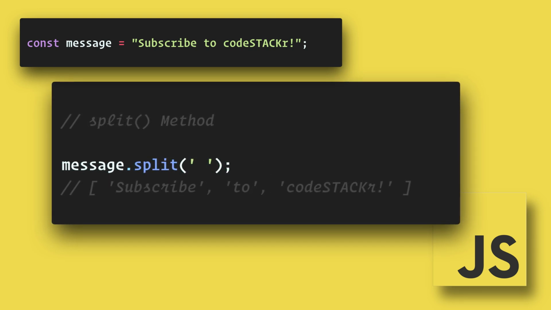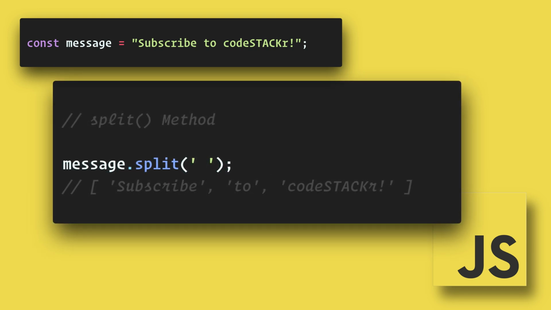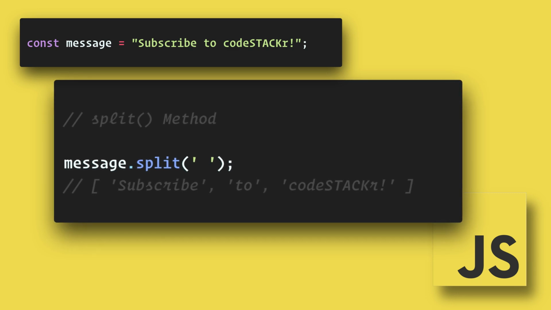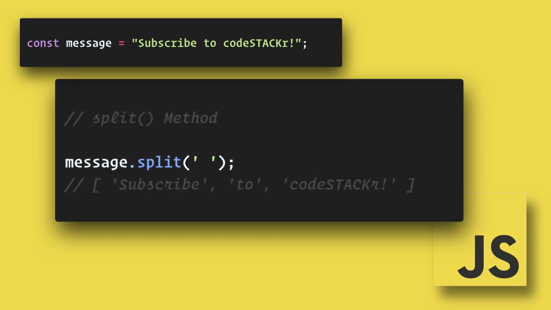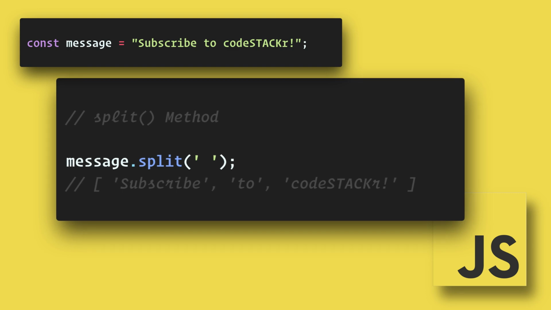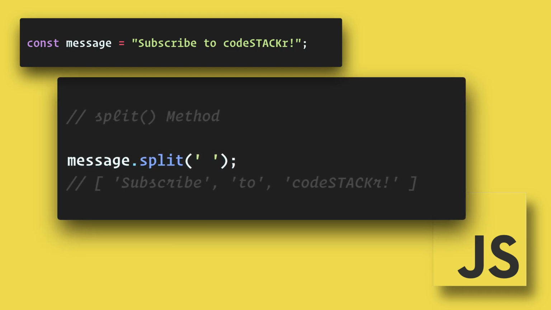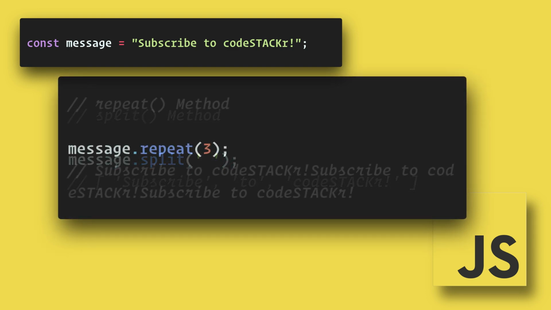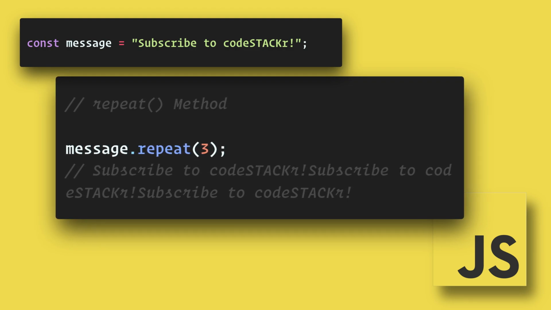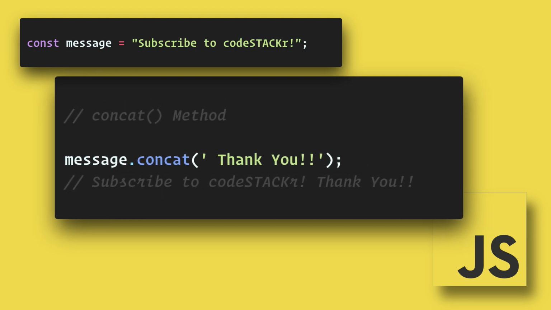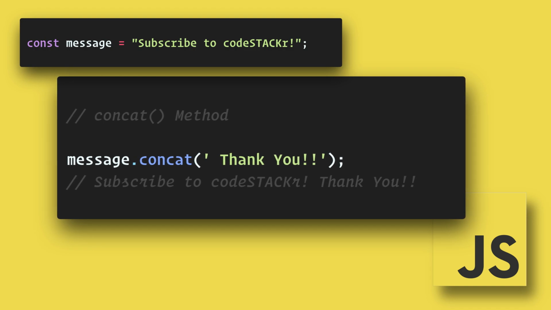The split method allows us to split the string into an array based on a given character. Here we are splitting it with a blank space character, which splits it into the individual words. This is very useful when converting a delimited string into an array. The repeat method simply repeats the string a given amount of times. The concat method allows you to combine multiple strings into one.